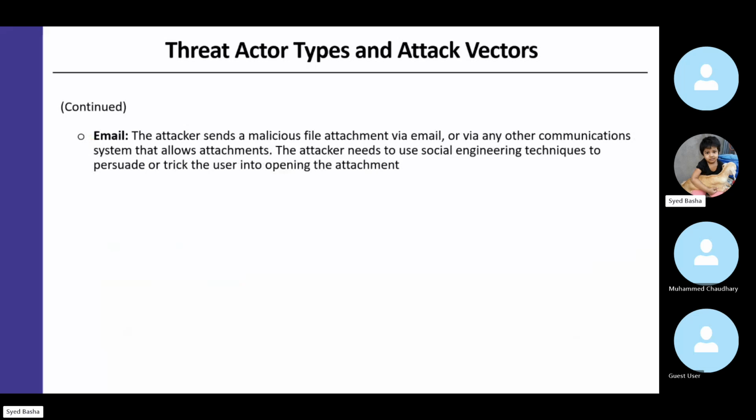Email, yeah. Can anybody deny that there are attacks happening through email? In fact, this is the number one, the primary reason that attackers get through. The attacker sends malicious file attachments via email or via any other communications system that allows attachments. You just need some sort of social engineering technique to trick the user into opening the attachment, right?